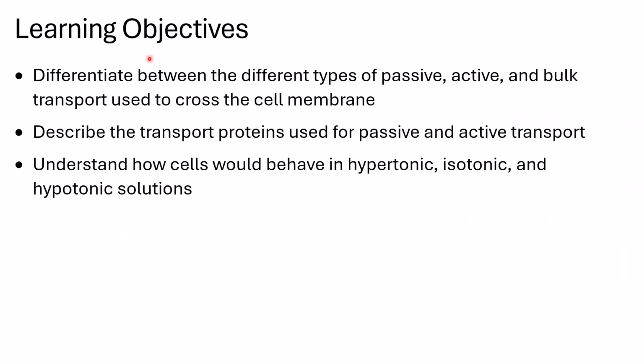Our learning objectives for this video are to differentiate between the different types of transport that are used to cross the cell membrane, which include passive, active, and bulk transport, describe the transport proteins used for passive and active transport, and understand how cells would behave in hypertonic, isotonic, and hypotonic solutions.